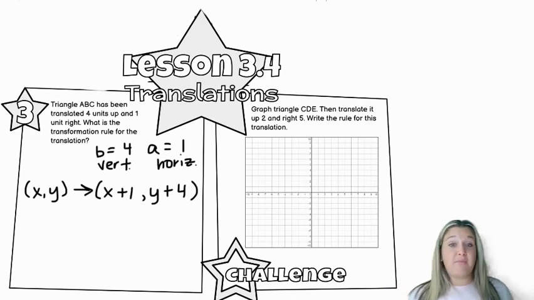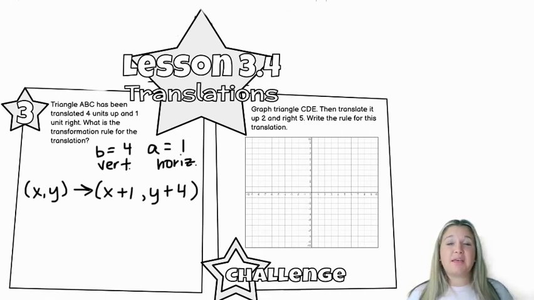On your skill check, you may have to translate and then give the location or the coordinates of a point. You may have to write the rule. You may be given the rule and transform something else, or you may be given the rule and write and explain what the transformation is. So lots of different ways this can be asked and assessed. You probably will see multiple things like that on your skill check. Your challenge question: you are going to draw a triangle somewhere, label it CDE, and then translate that triangle up 2 units and right 5 units.